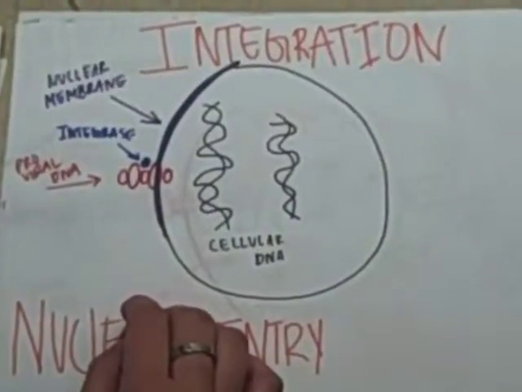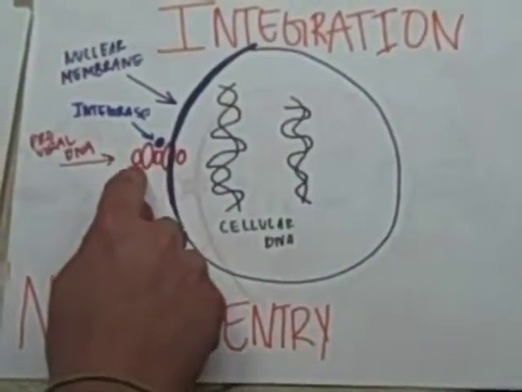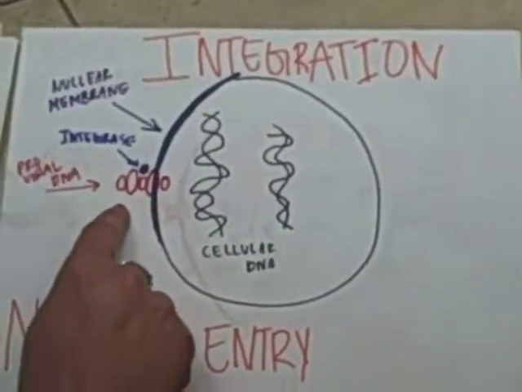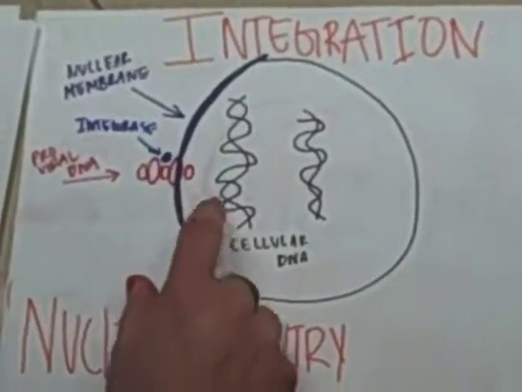The integration of the provirus comes after the viral DNA is formed by reverse transcription. During integration, the double-stranded viral DNA is inserted into the host DNA using an enzyme called integrase. HIV integrase is an enzyme produced by retroviruses.